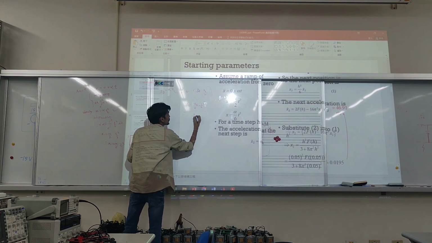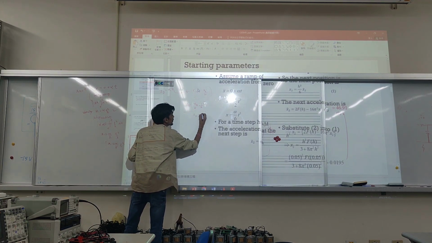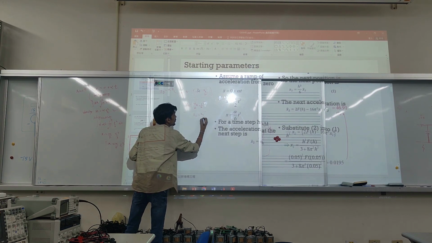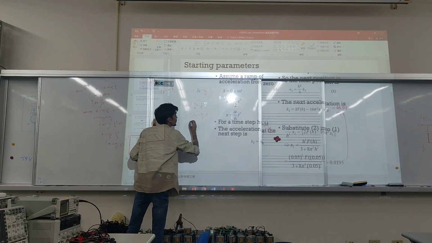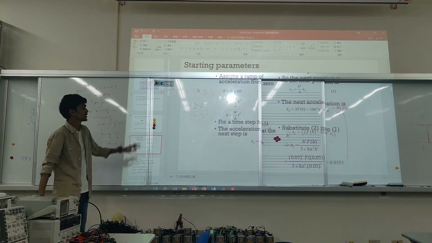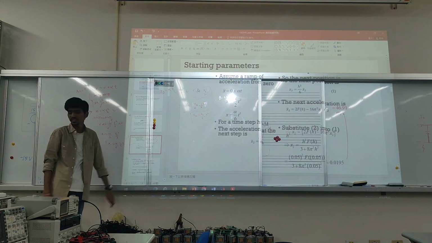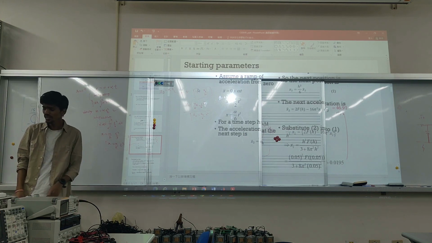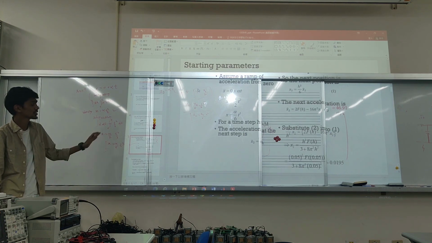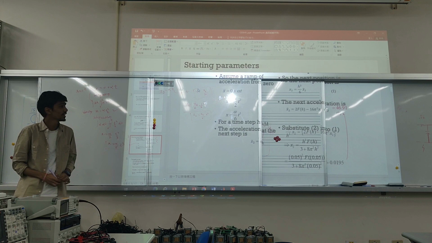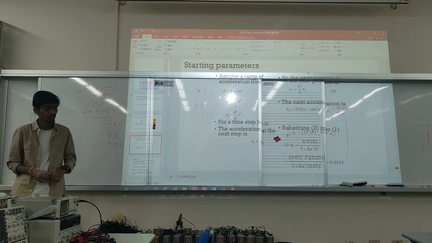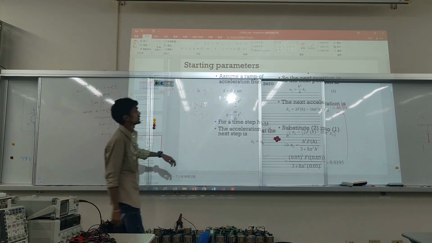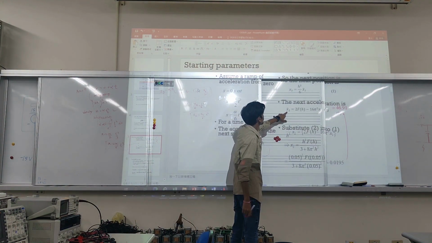So x2 becomes x2 double dot of 6 h square. So this is our relationship for displacement and acceleration. Now this equation we can put in for the next acceleration that we are going to solve from our equation, that is this one. This is our next acceleration.